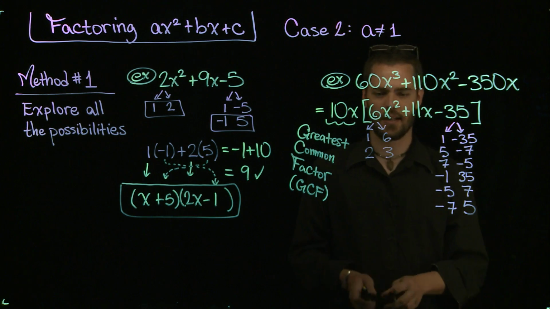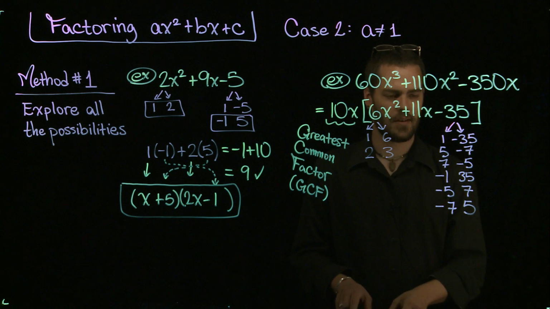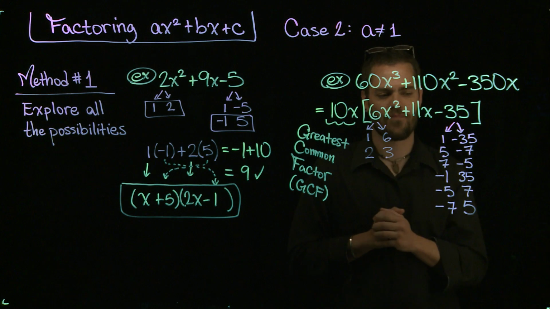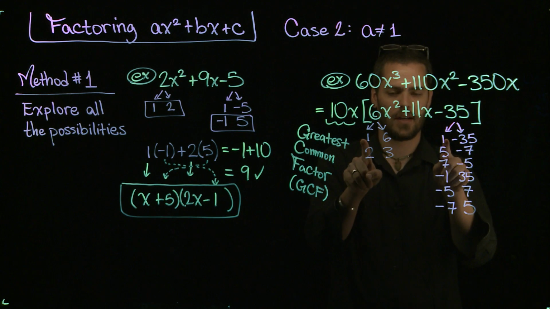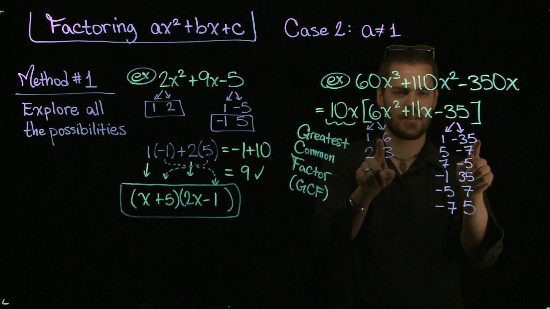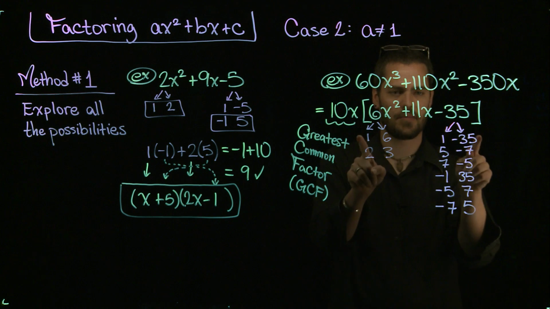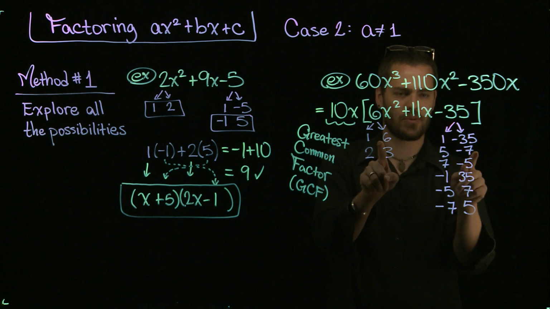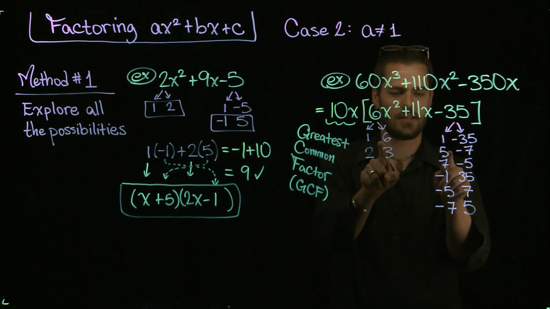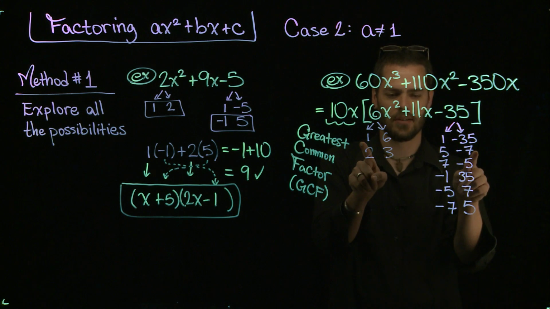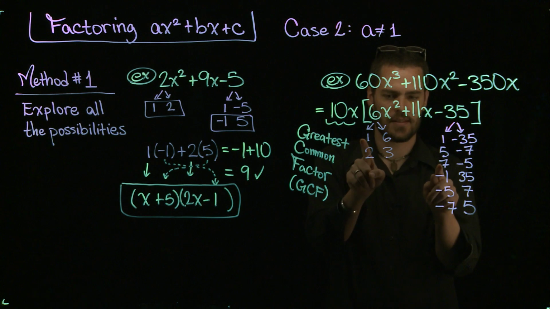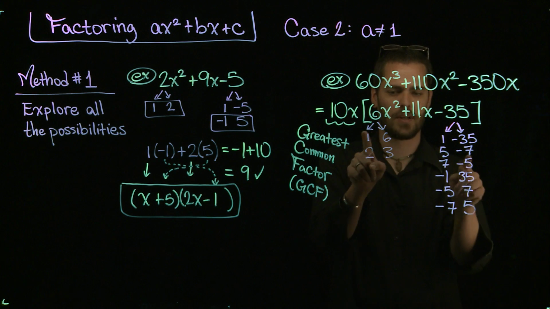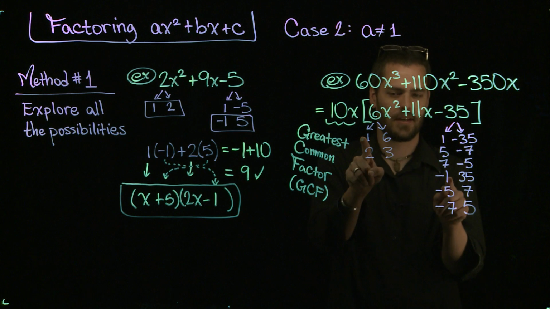Now I'm going to use the two index fingers to try to figure out what sum of products is going to give me 11. So let's try this out. 1 minus 6 times 35, I don't think so. How about 6 minus 35? Not even close. How about 5 minus 42? No. 30 minus 7? No. How about 7 minus 30? Nope. 42 minus 5? No.